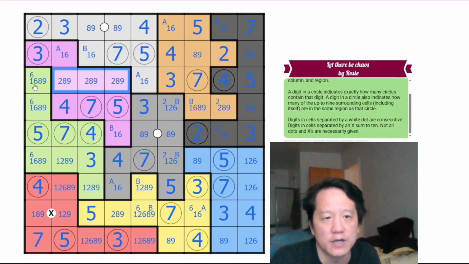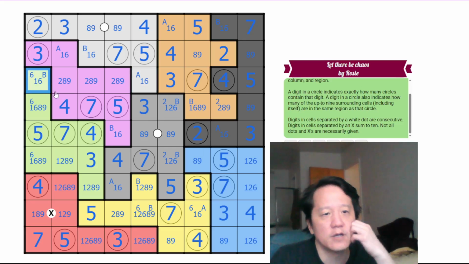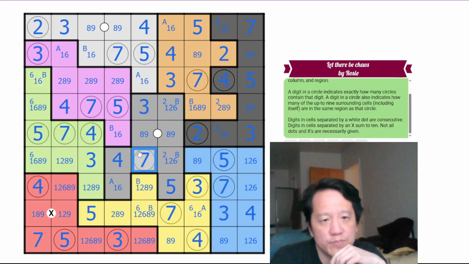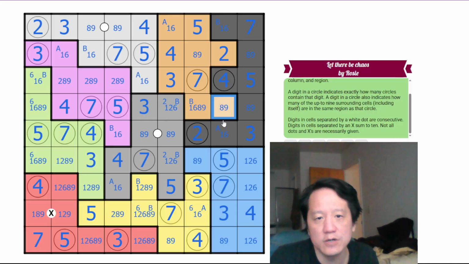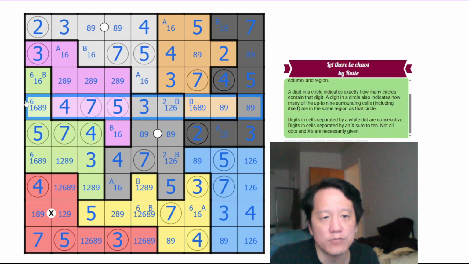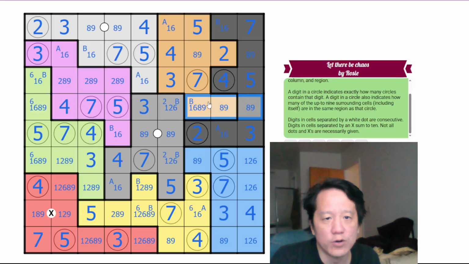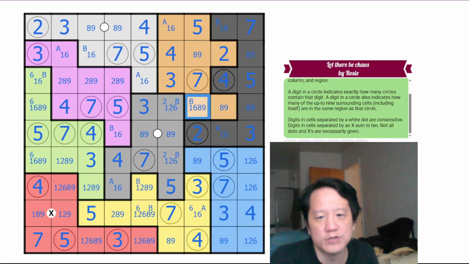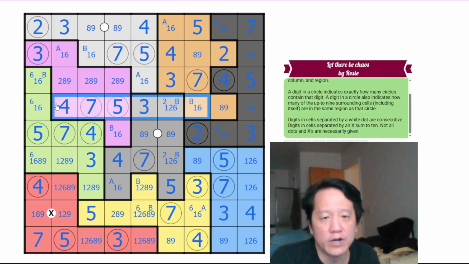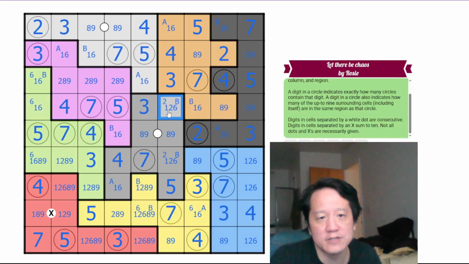So this is 2, 8, and 9. That means this can't be 8 or 9 here. Therefore, this is B because it can't be A as a 1, 6. 2 eliminates 2 here. We have an 8, 9 pair in row 4, which eliminates 8 and 9 in the rest of the row. So no 8 and 9 here, no 8 and 9 here. Where's the 2? The 2 has to be here because of the 1, 6 pair.